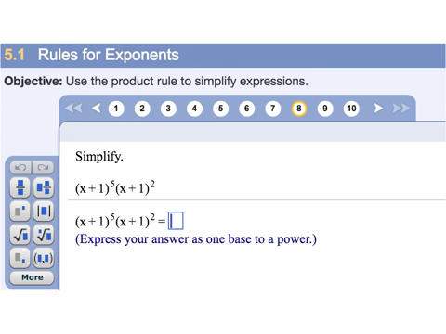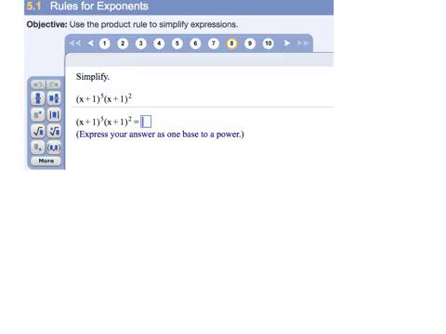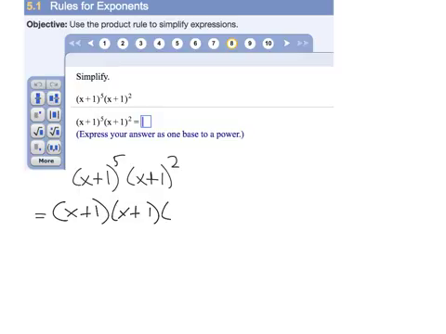This is another example of the exact same kind of thing, only this time it's getting a little bigger. You've got (x plus 1) to the 5th power times (x plus 1) to the 2nd power. And so what does this mean? Well, this first part means we're going to write down x plus 1 five times: (x plus 1)(x plus 1)(x plus 1)(x plus 1)(x plus 1). So there's our 5 of them because it was raised to the 5th power.